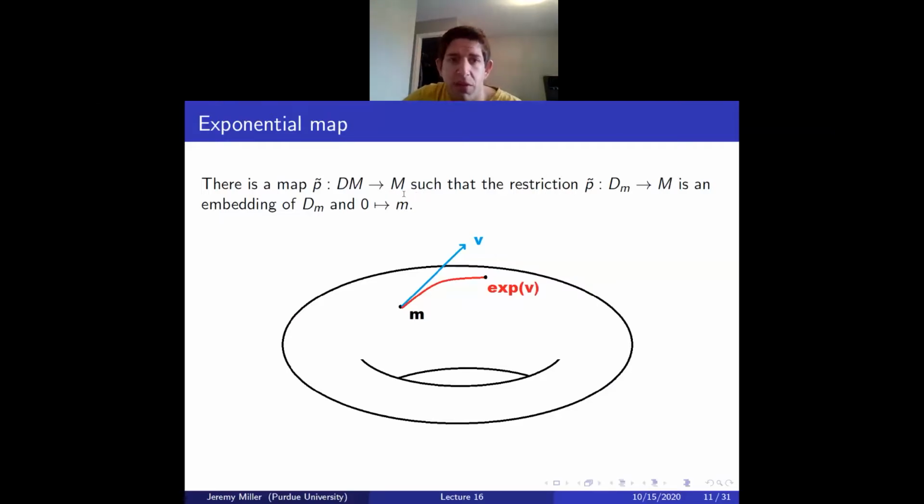So I'm saying there's a continuous way of identifying this bundle of disks over your manifold, or a continuous way of taking the fibers of this disk bundle over M and embedding them into your manifold, and it uses this exponential map where you flow along geodesics. And it's not canonical, but you can pick one.